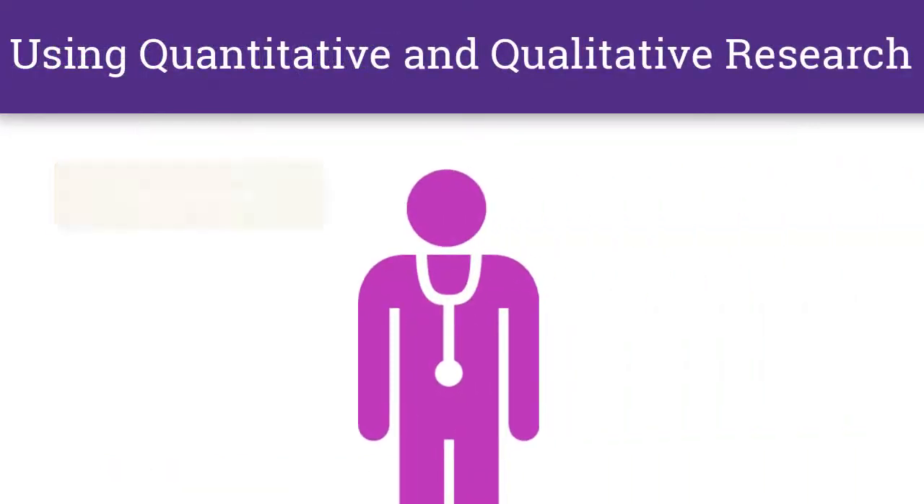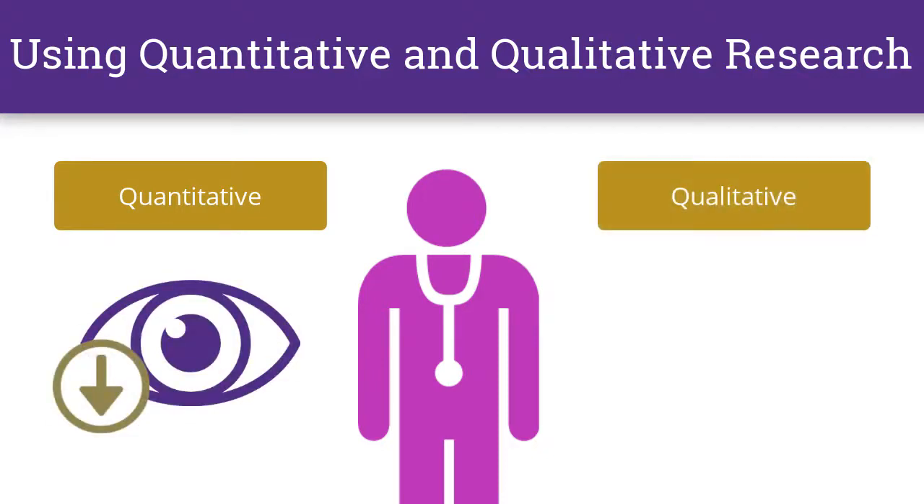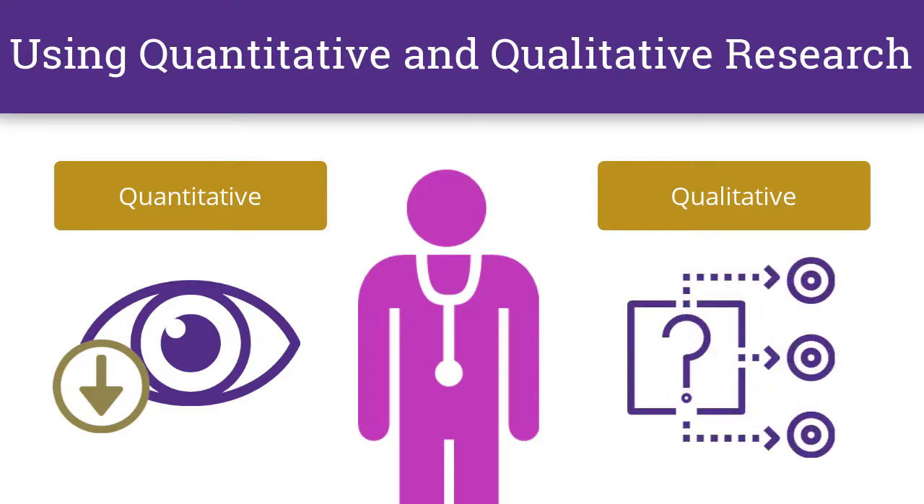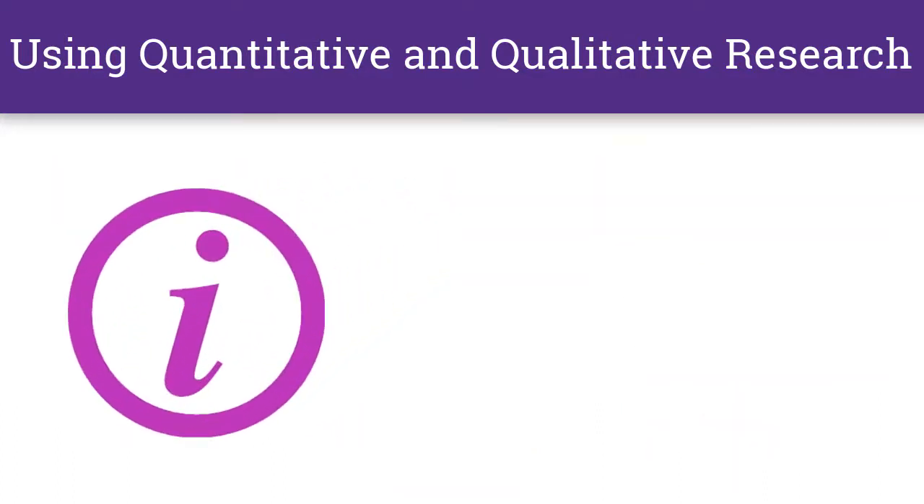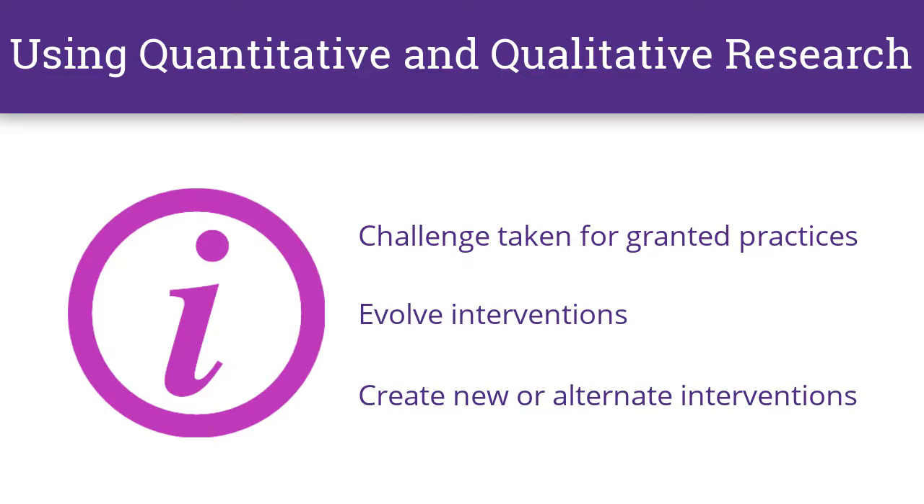Practitioners can look at the quantitative physiological outcomes of health issues with patients, such as the decline in their vision, and then also see the qualitative research side discussing factors such as the social support they perceive to be getting, the important factors to the clients in this context, and adjustments they may have needed to make to their daily lives. This information can be used to challenge taken-for-granted practices or help evolve interventions and create new or alternate interventions.